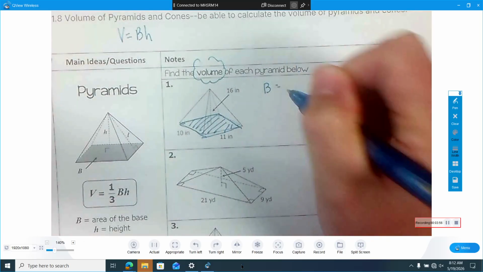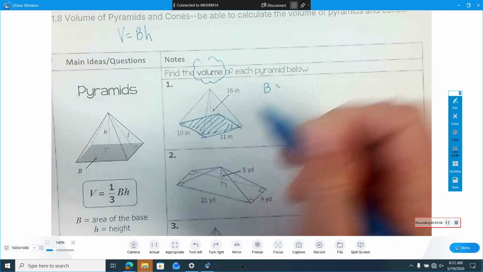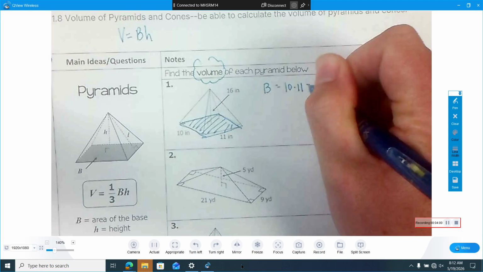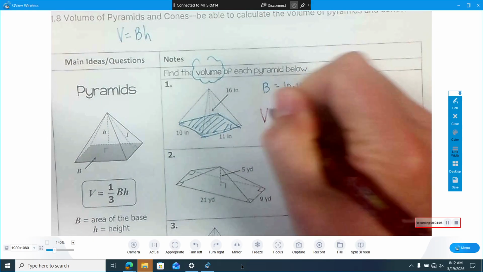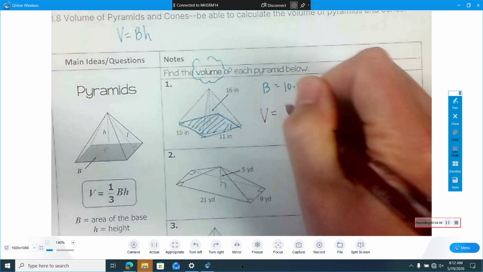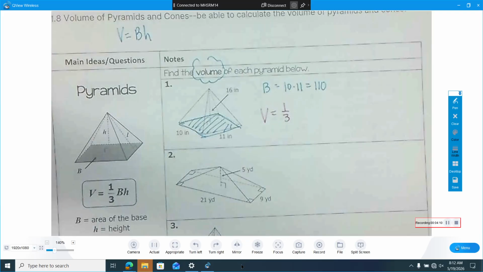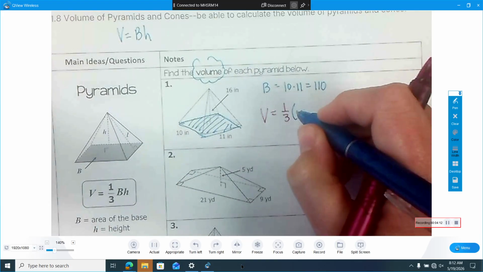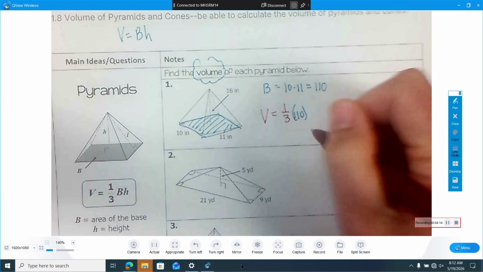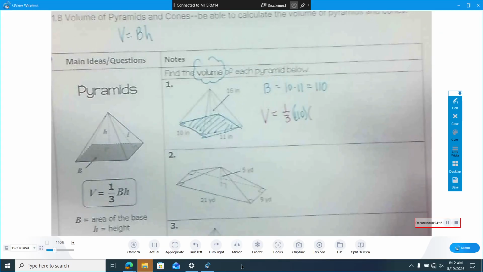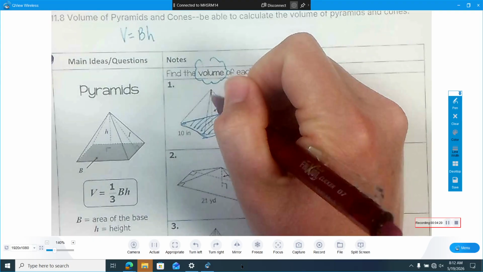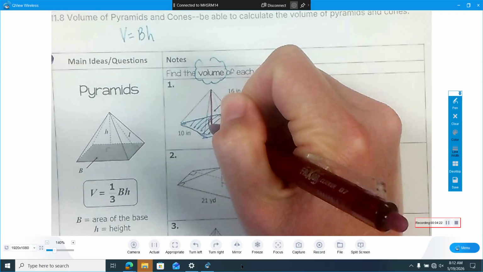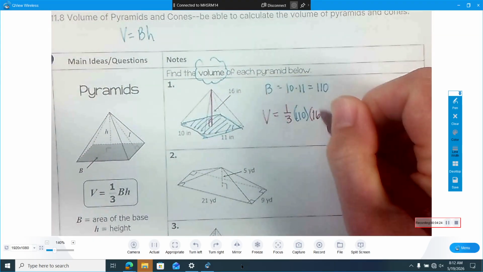Base times height. So edge times edge, 10 times 11. So 10 times 11 is 110. And then if I want to find the volume, it is simply one third times the area of the base, which was 110, times what's the height of my pyramid? 16. So that is the height straight up to the point, which is 16.